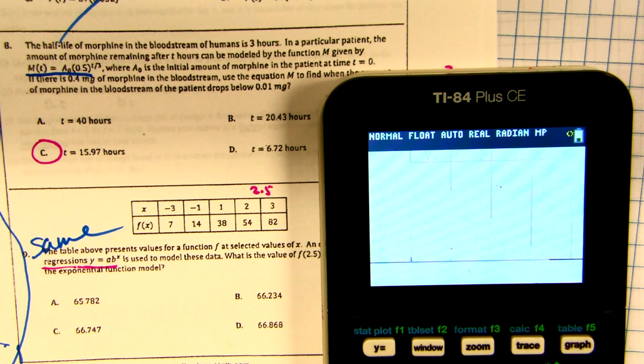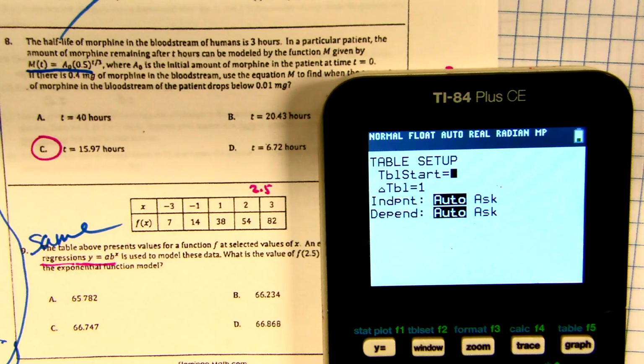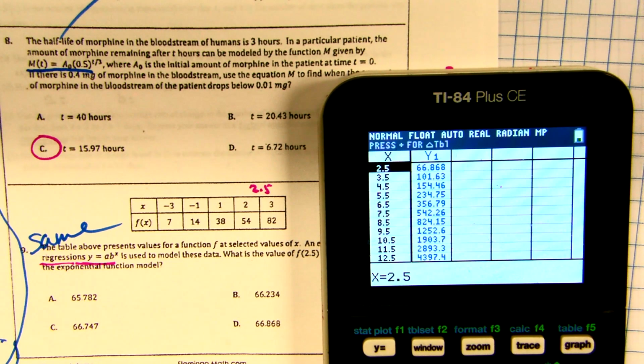But you guys know by now that the table defaults starting at 0, counting by ones. We want 2.5. So table set up the table is where you go. And just make it easy on yourself. Put 2.5 right there. It'll put 2.5 right at the top. And just go right back to your table. And when x is 2.5, y is 66.868. Okay.